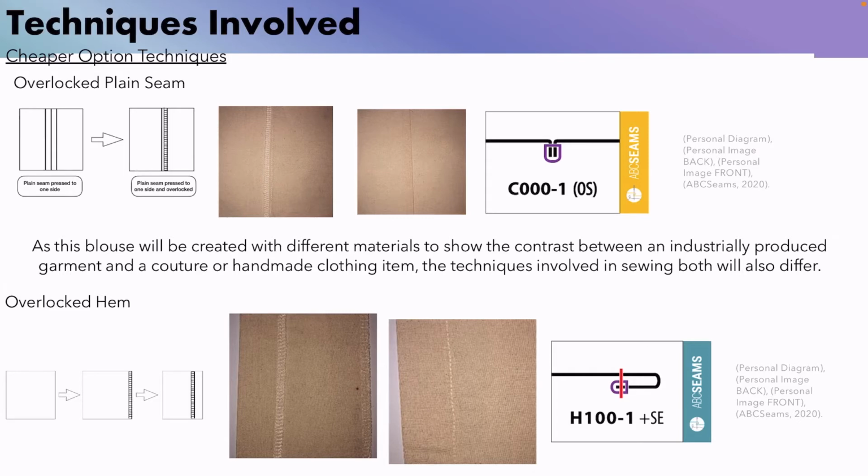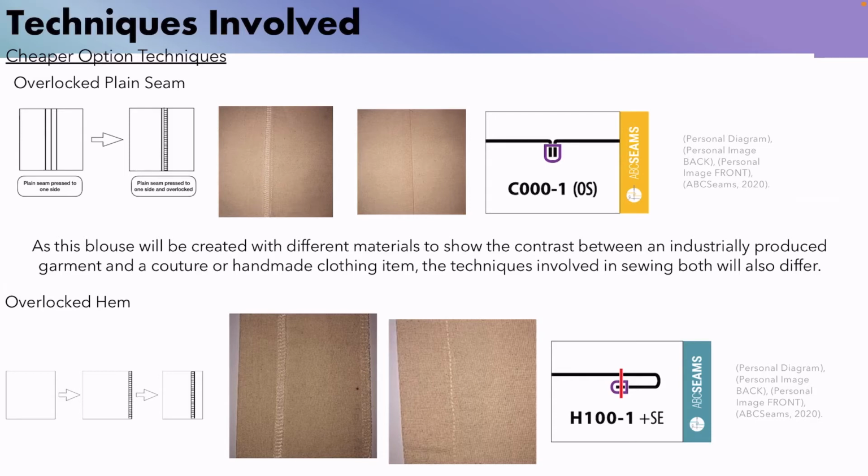The overlocked plain seam that will be used in the creation of this garment can be seen to the left of this slide. This is a common seam seen in the industry but will not lay as flat as other options on the skin once finished. The plain seam overlocked is recognised as the most convenient and quickest seam, regardless of the raw edges being overlocked separately or together. It is both faster and cheaper to press the fabric to one side and overlock it all at once, so this is what will be used.